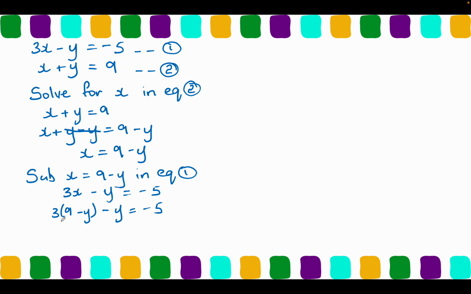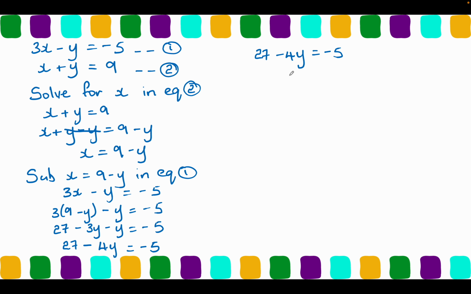Now, being that it's in bracket, we're going to expand. So 3 times 9, that would be 27. And 3 times minus y would be minus 3y. My minus y over here, and my minus 5. Now I have like terms here, so I can break it down to be 27 minus 4y, which should be equal to minus 5. There are same signs here, so we would add and keep the sign. Now bring it up here. Let me rewrite the last line. So 27 minus 4y is equal to minus 5.